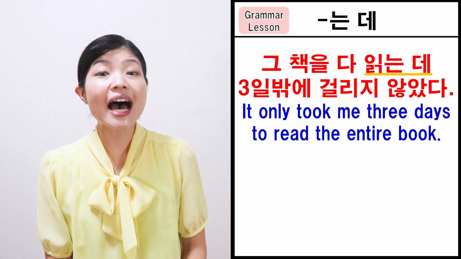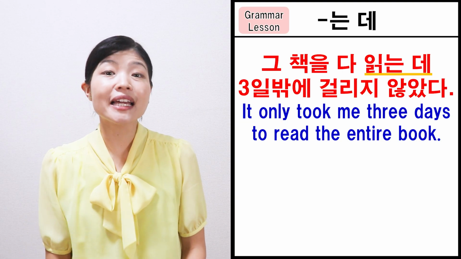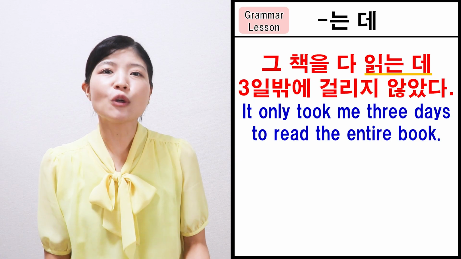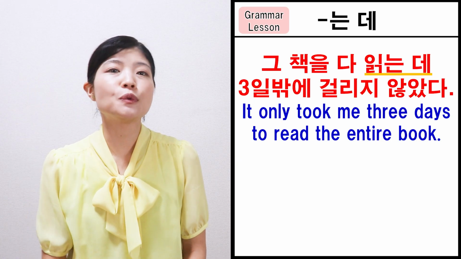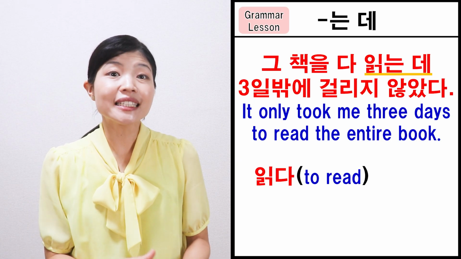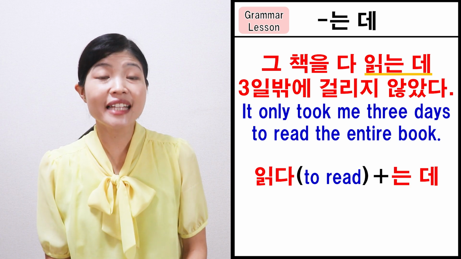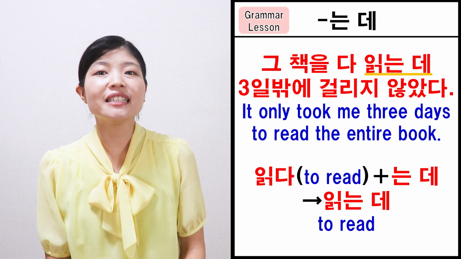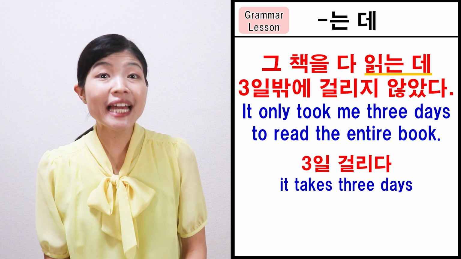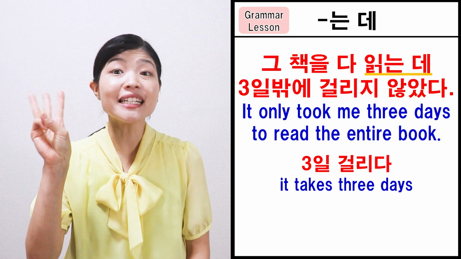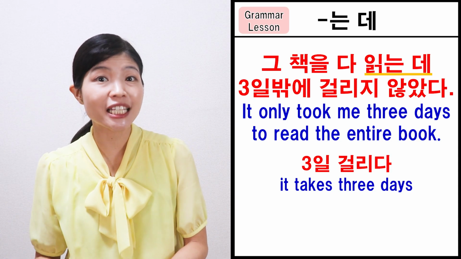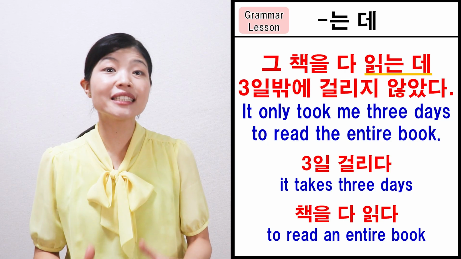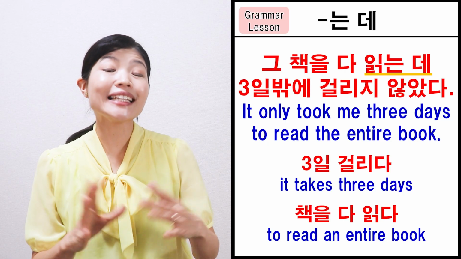그 책을 다 읽는데 3일밖에 걸리지 않았다. It only took me 3 days to read the entire book. Here, 읽다 is to read. You add 는데 to the verb stem to make 읽는데, to read. It explains the situation of 3일 걸리다. It takes 3 days for the action of 책을 다 읽다, to read an entire book.